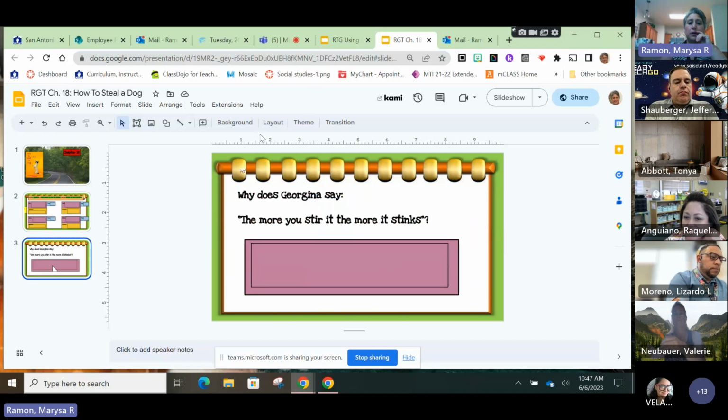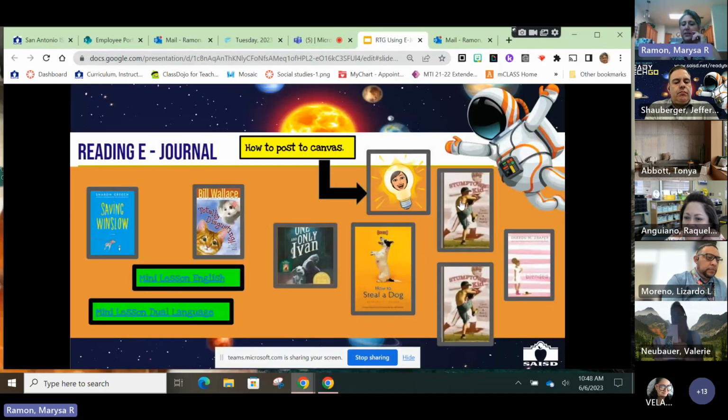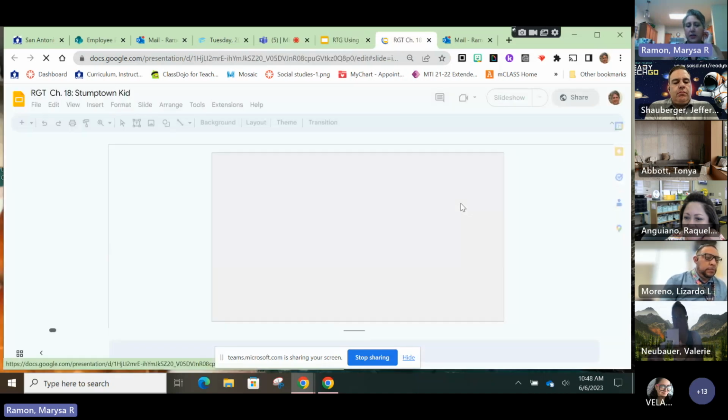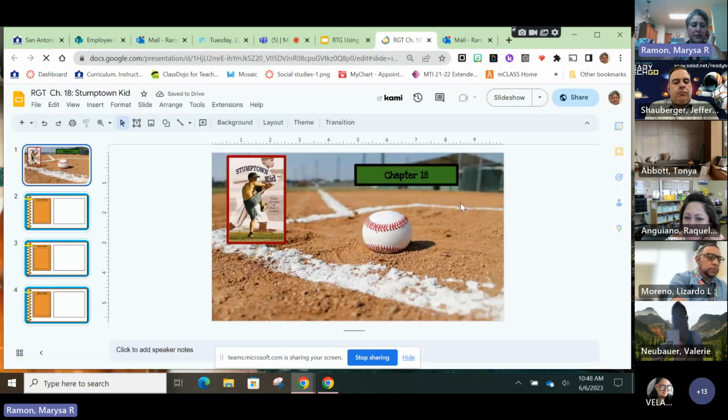So inferencing, using context clues to understand what the author was saying, the character was saying. This is a new one that we did. We do this one during Black History Month. Love this book. This one's Stumptown Kid. This is chapter 18. So we're already getting to know the characters really well. Conflict set, rising action. And this week we were working on summary.